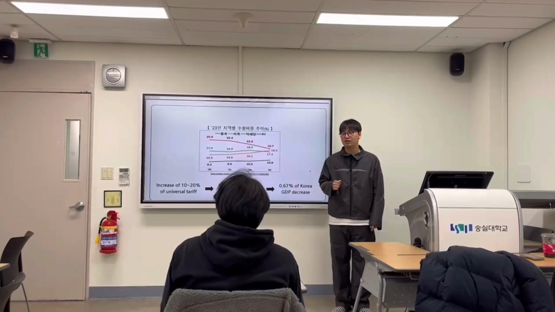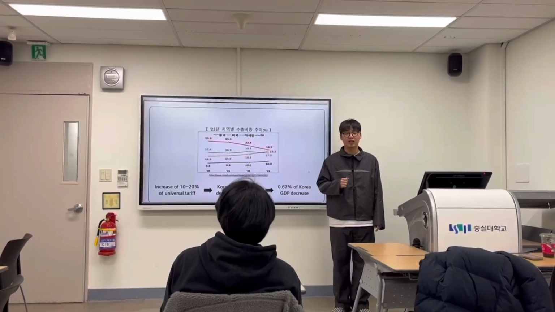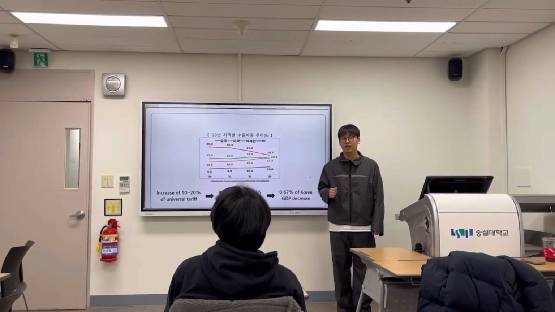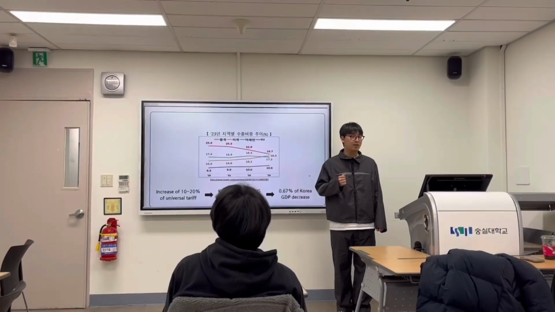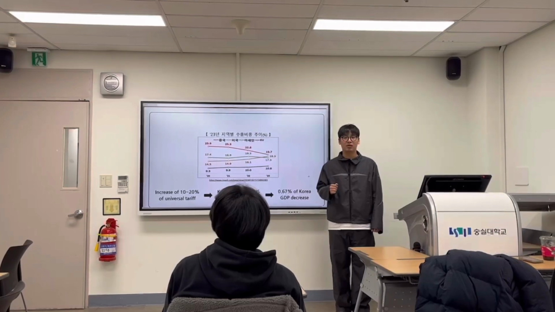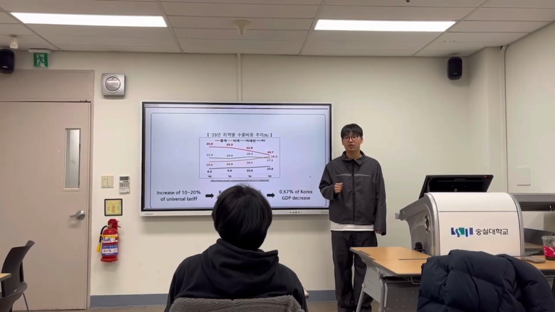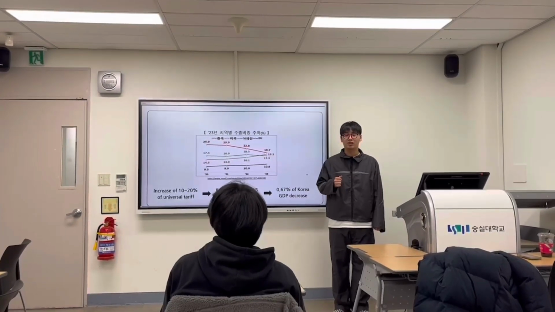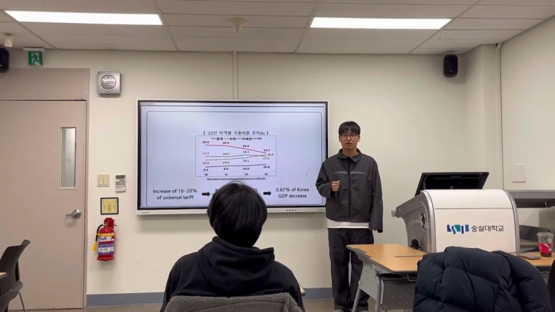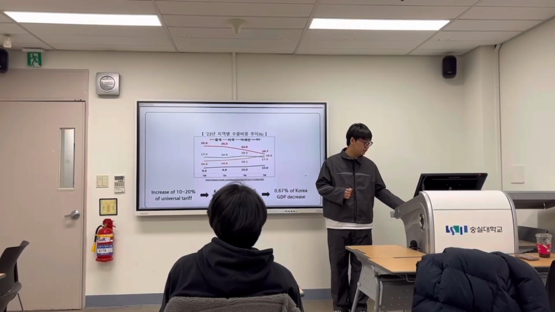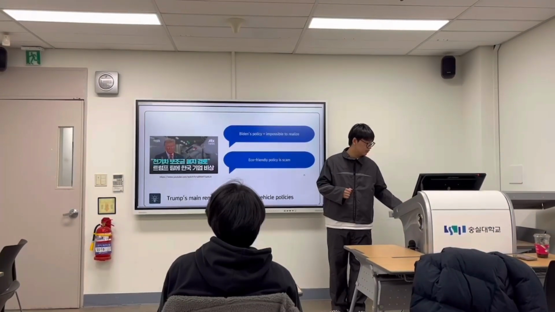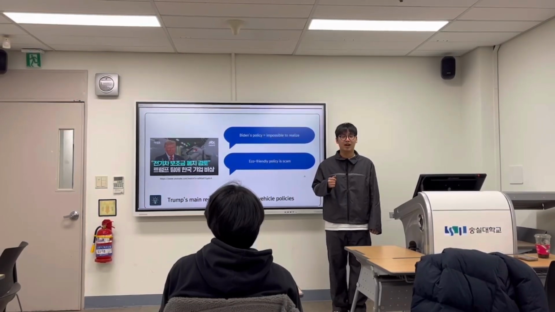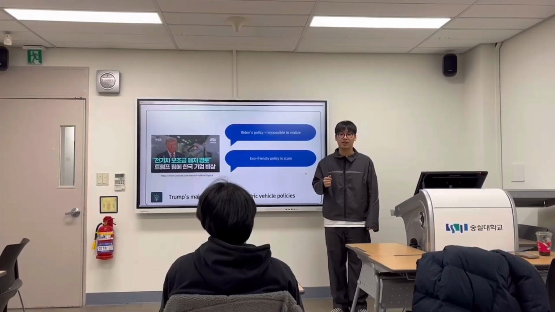According to the Ministry of Trade analysis, Korea is highly dependent on trade with the USA and China. If the USA increases the universal tariff by 10 to 20%, Korea's exports to the US will decrease by $210 billion US dollars, and Korea's GDP will decrease by 0.67%. This shows Trump's tariff policy is highly related to Korea's economy.